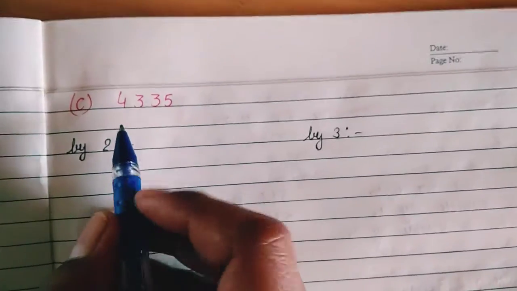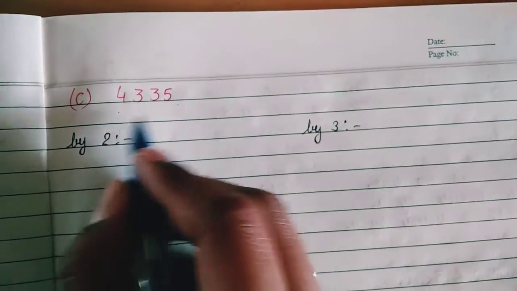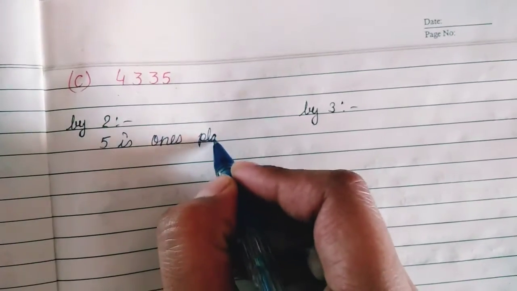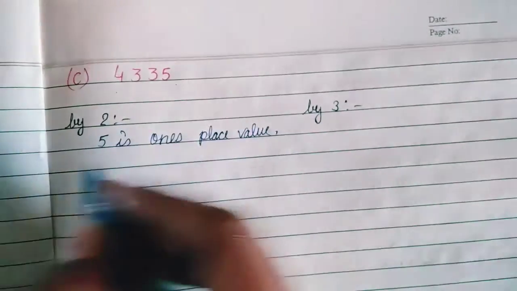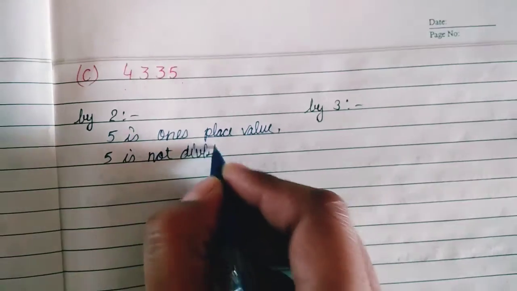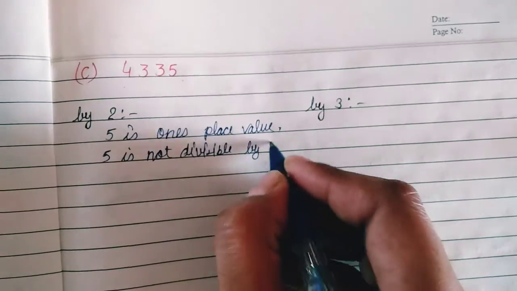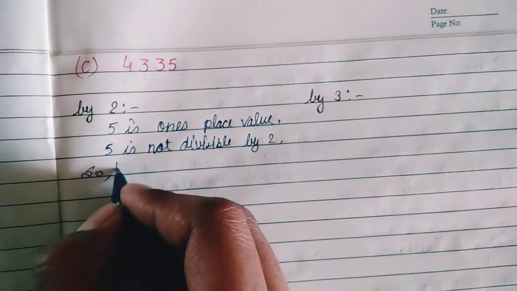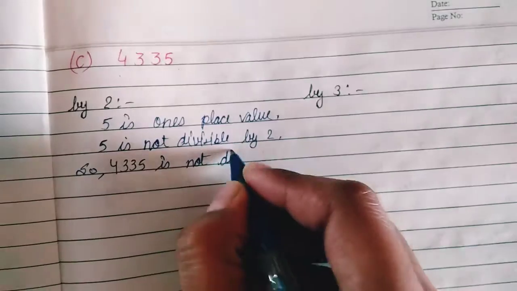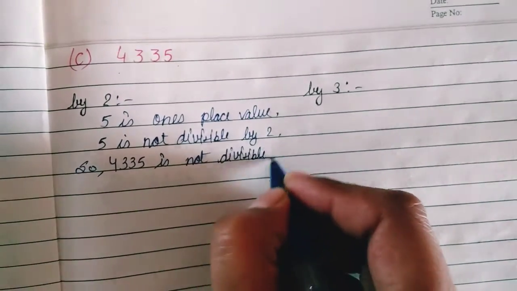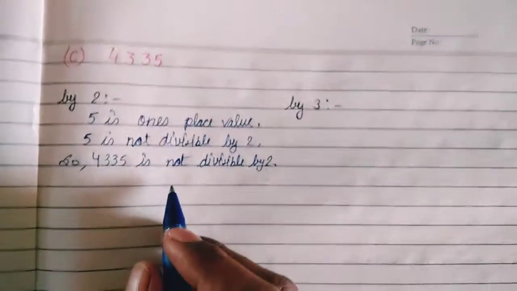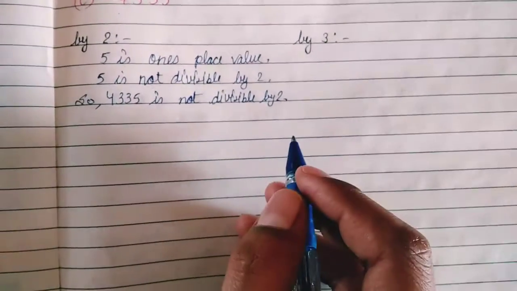Here we have C. Here we have 4335. Its unit place, 5, is the ones place value. 5 is not divisible by 2. So the number 4335 is not divisible by 2. Not divisible by 2 means automatically we can say this number is not divisible by 6.